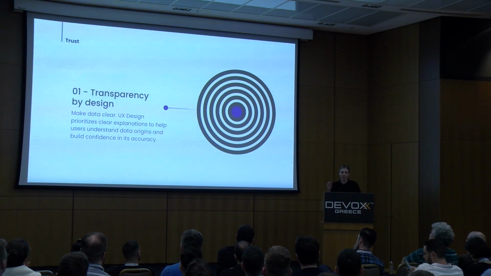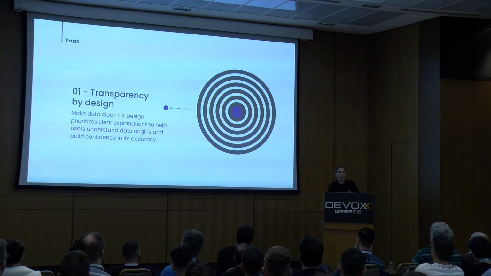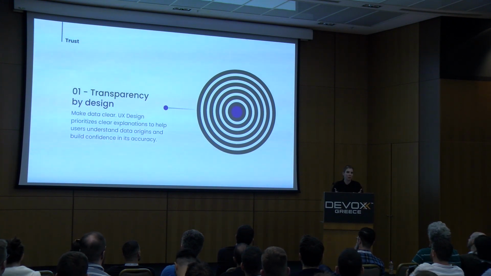So what we mean by that is that UX prioritizes clear explanations of data sources, calculation methods, any source limitations that might exist. We need to empower the users to understand the why behind the information and whatever they see on the screen, and build that confidence to do the task at hand. So we're looking to eliminate any hidden data sources and any weird calculations that might exist within the tool.